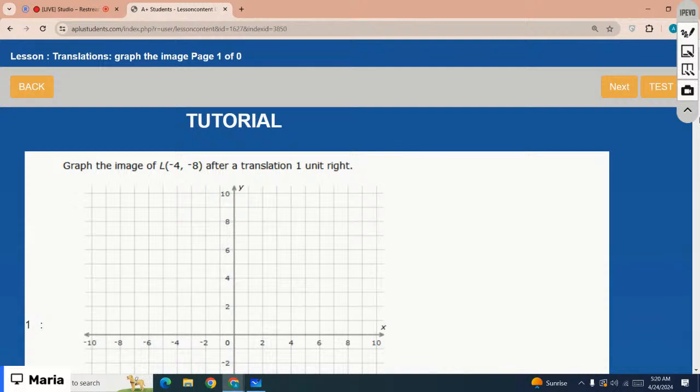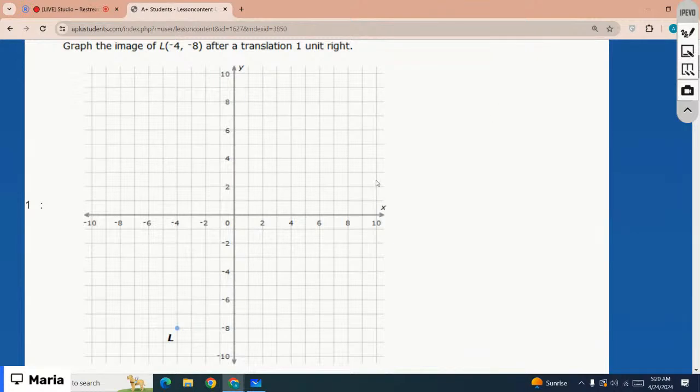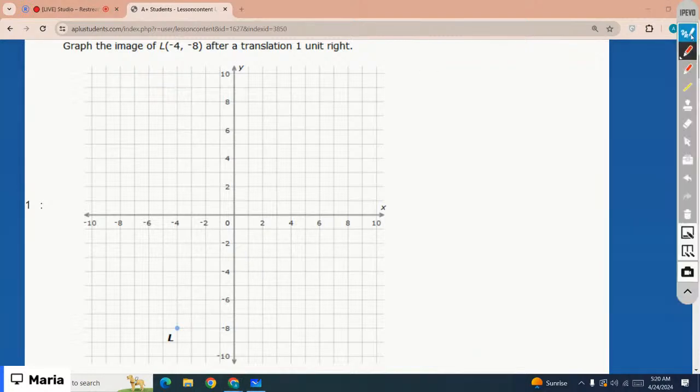Okay, graph the image L after a translation 1 unit right. You are given L that has the coordinates -4 and -8. You have to translate this image 1 unit right. Got it? So you have to just move 1 unit right, from here to here. That is 1 unit right.